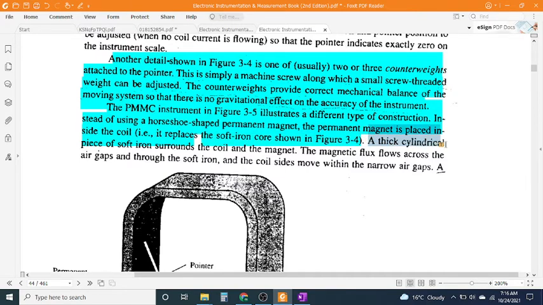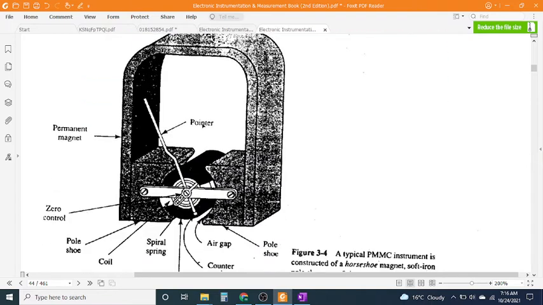A thick cylindrical piece of soft iron surrounds the coil and the magnet. The magnetic flux flows across the air gaps and through the soft iron, and the coil sides move within the narrow air gaps.